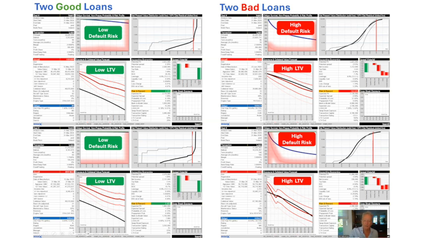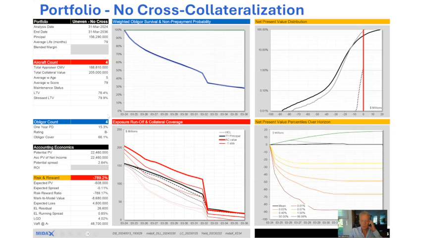So if I run this portfolio with no cross, okay, this is still very, very bad, because now I've actually contaminated this portfolio with 2 very bad loans. And if those generate losses, I'm not helped, because I can't recover those losses from the earnings from the first 2 loans, because the earnings are limited.